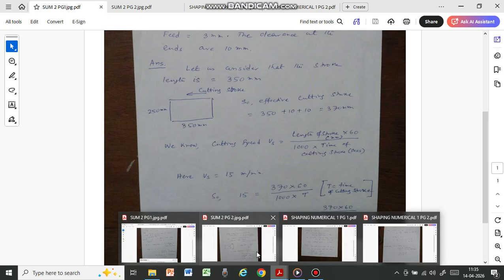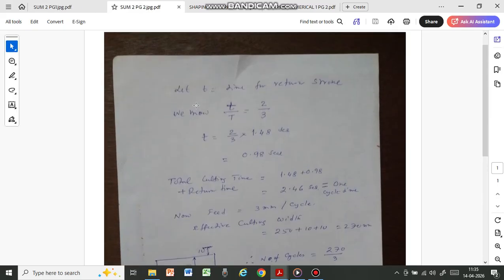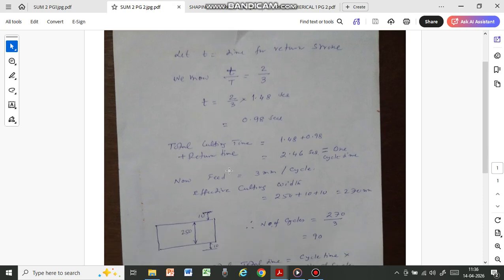Now we go to the next step. Next step, we assume that small t is the time for the return stroke. Now we know that small t by capital T is 2 by 3 as per the problem. Now small t is equal to 2 by 3 into 1.48, because we have already found out the time for the cutting stroke in the previous page. So the small t is 0.98 seconds. That means total cycle time will be cutting stroke plus return stroke, which is 2.46 seconds.